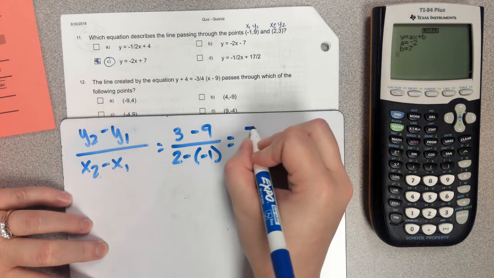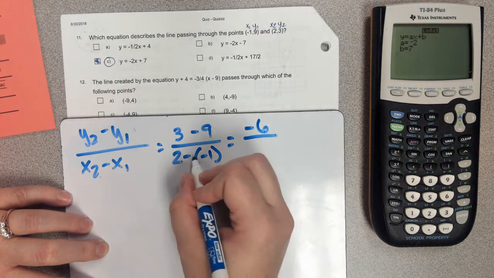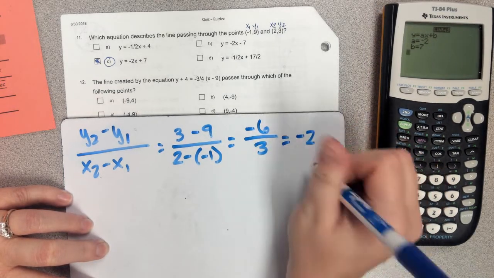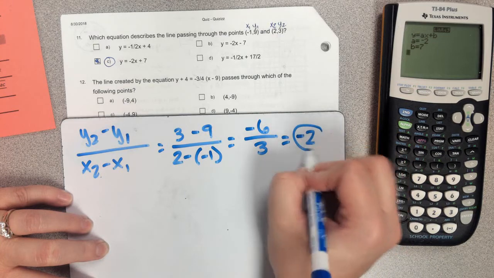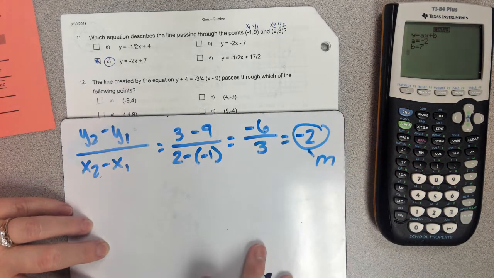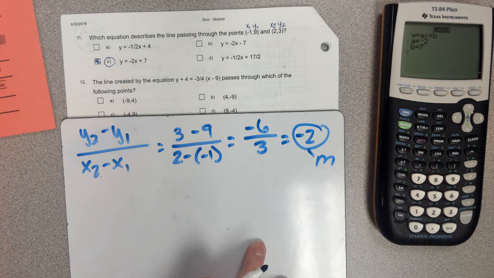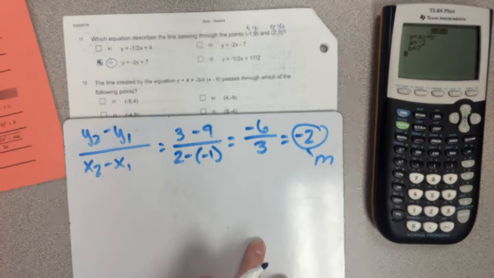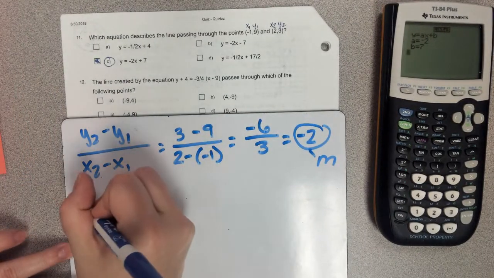3 minus 9 is negative 6. 2 plus 1 is 3. When I simplify, I get a negative 2 for my slope. Okay? This is your m value. Now again, I'm going to have all of my formulas here on my formula chart, so I don't need to worry about really memorizing them. I'm going to write it again to help me know where I'm going.